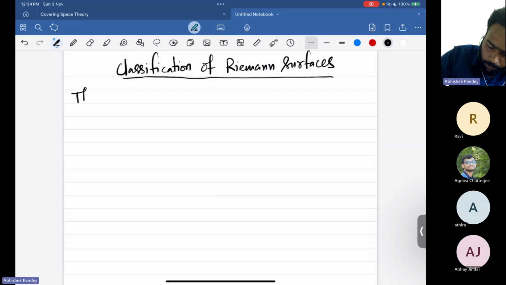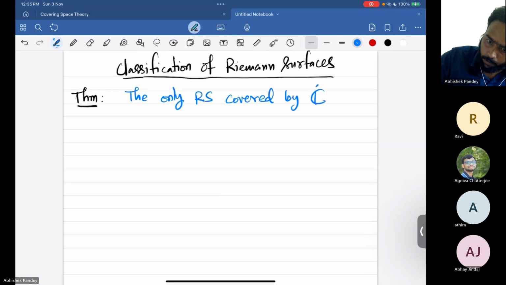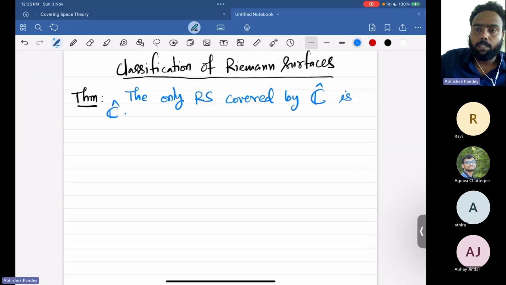So the first theorem will be: the only Riemann surface covered by this is again conformally equivalent to C hat. So basically, in this conformal equivalence class, we have only C hat.